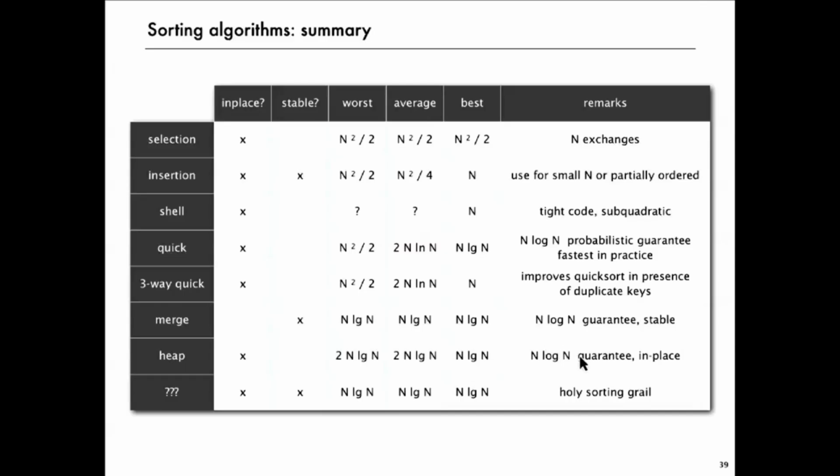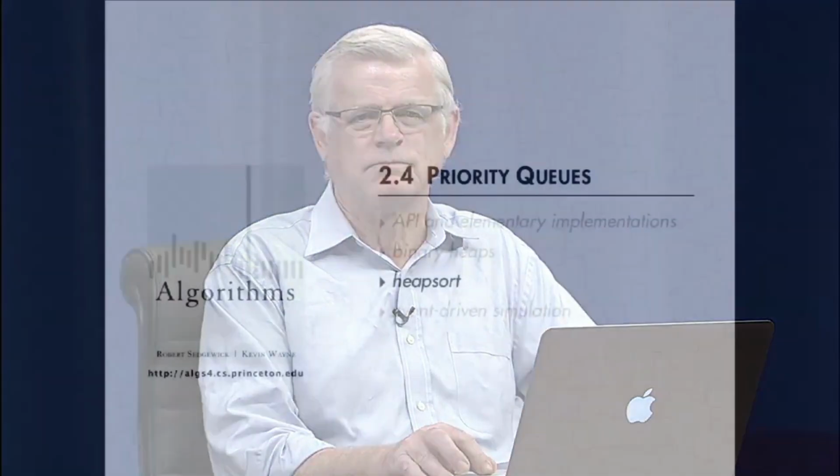So it's N log N guarantee in place, but it's not stable, and we still have the hope that someday somebody will develop a simple, in-place, stable, worst-case N log N algorithm, but we're not quite there yet. And that completes our treatment of sorting algorithms with the heapsort algorithm.